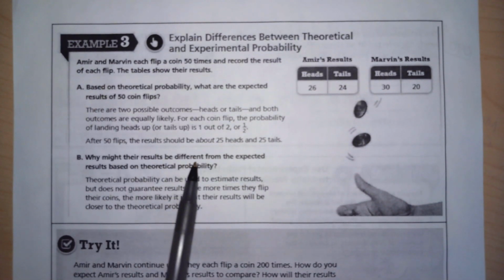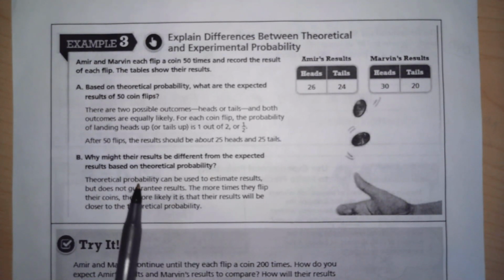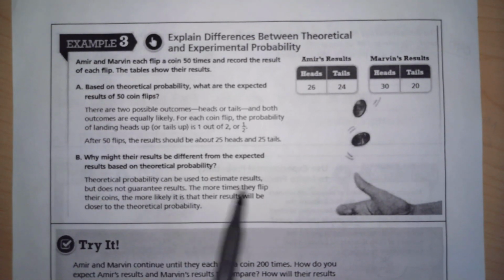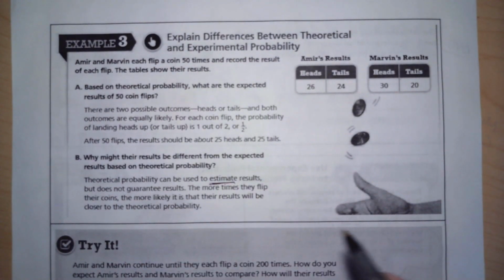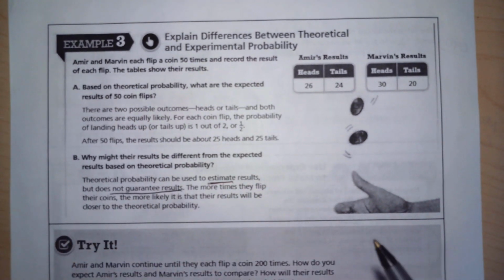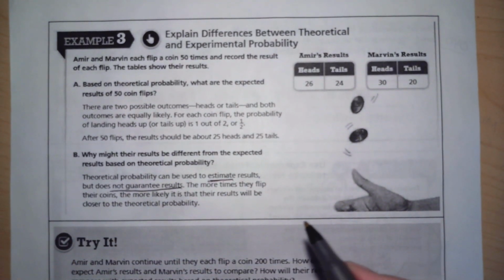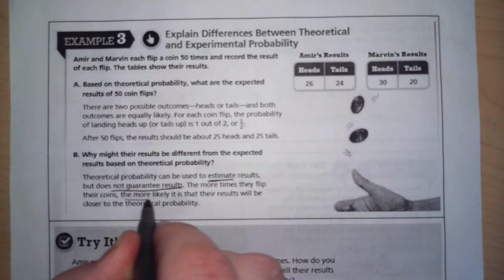Why might the results be different from the expected results based on the theoretical probability? The theoretical probability can be used to estimate results. I'm going to underline that word: estimate results, but they do not guarantee results. The more times they flip the coins, the more likely it is the results will be closer to the theoretical probability.